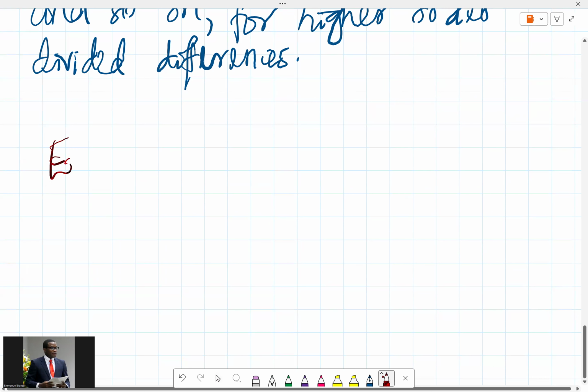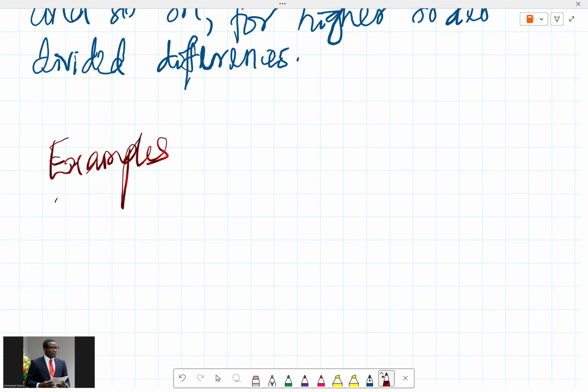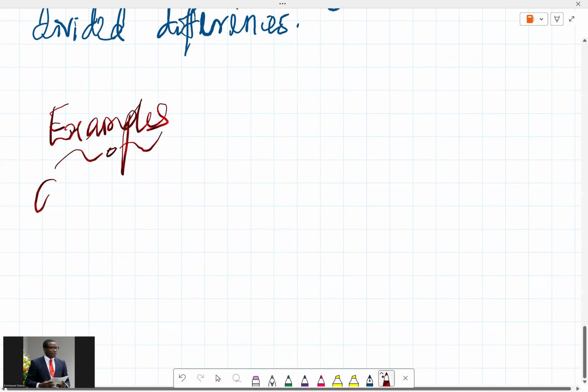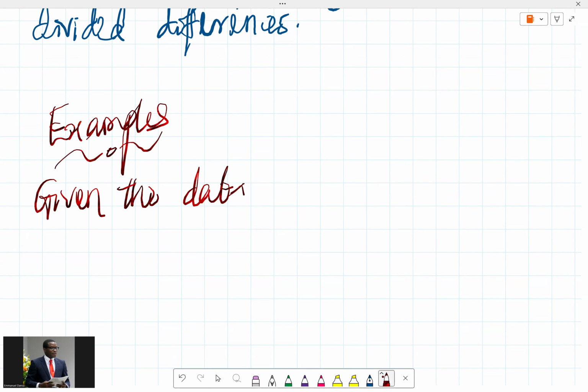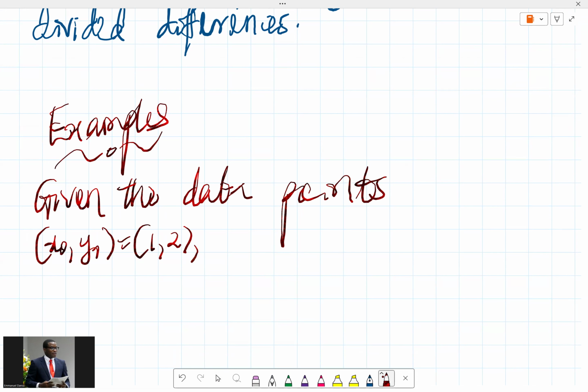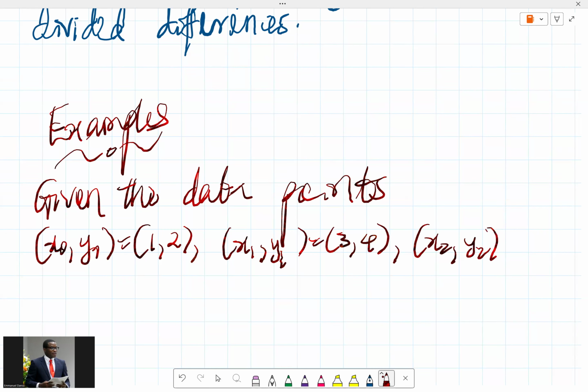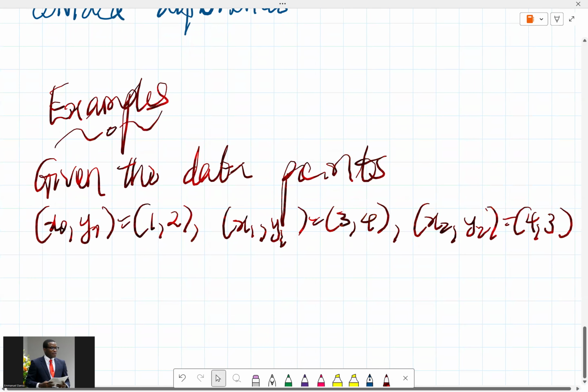So let's take an example with the same points we used for the Lagrange polynomial form. Given the data points x naught, y naught, which is 1, 2, then x1, y1, which is 3, 4, and x2, y2, which is now 4, 3. So we begin to take the steps.